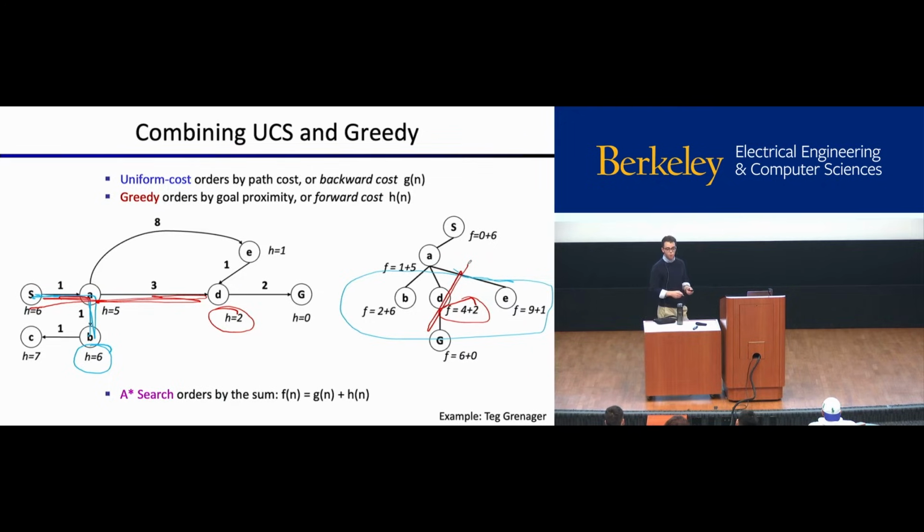So A star just expands to the goal. So then we get this path, we see the goal, and then we're done. Great.